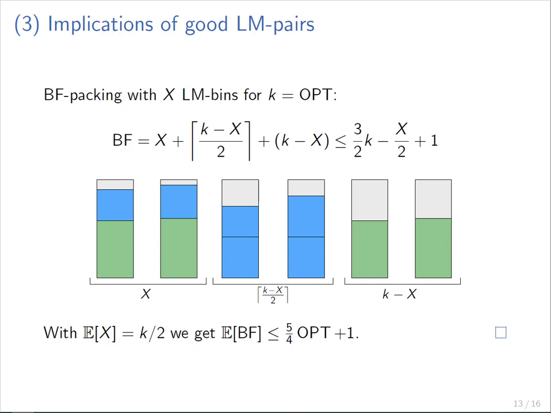Okay, if we have x LM bins in the best fit packing, the worst case is that all remaining M items are packed in groups of 2 and all remaining L items are packed into single bins. By adding up these terms, we get that best fit uses at most 3/2 (k minus x) divided by 2 plus 1 bins. And if we plug in that the expectation of x is k divided by 2, we obtain the 5/4 bound here. And this concludes the proof of the upper bound for the case where all items are larger than 1/3.